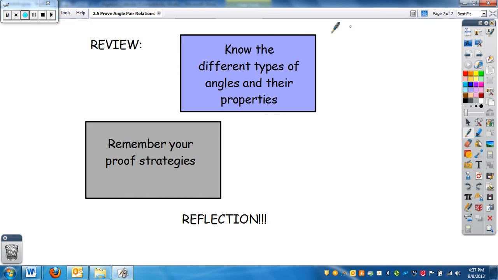Alright, so again, know the different types of angles and their properties. Those four are super important, and they're going to show up again and again, especially vertical angles. I cannot tell you how important it is to know that all vertical angles are congruent. And remember your proof strategies. We're still working through it. It's still going to get easier.